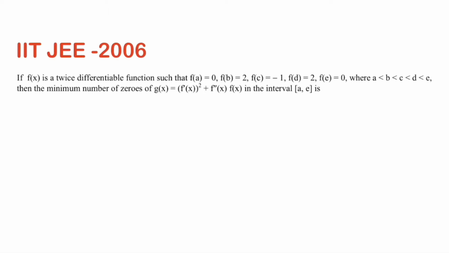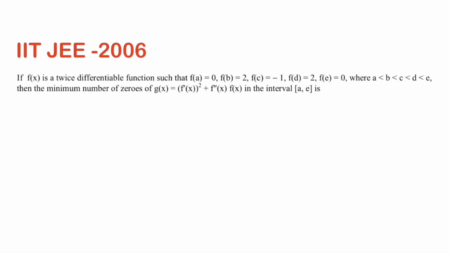Hello everyone, let's take the question asked in IIT JEE 2006. The question asked was: it is given that the function f(x) is a twice differentiable function such that f(a) = 0, f(b) = 2, f(c) = -1, f(d) = 2, f(e) = 0, where it is also given that a < b < c < d < e. Then you have to find the minimum number of zeros of the equation g(x) = f'(x)² + f''(x)f(x) in the interval a to e.